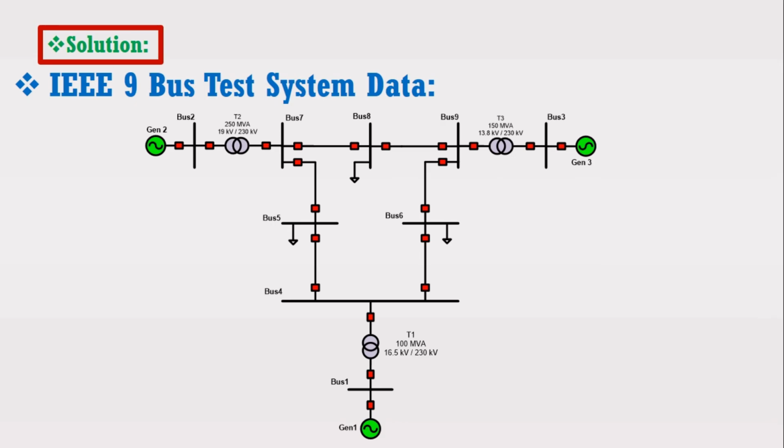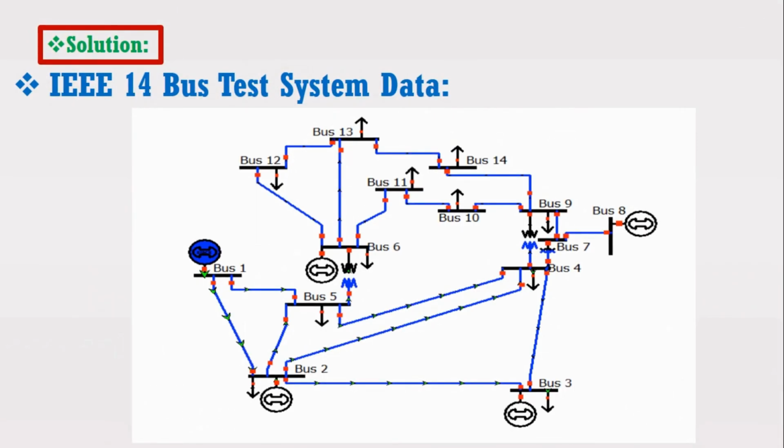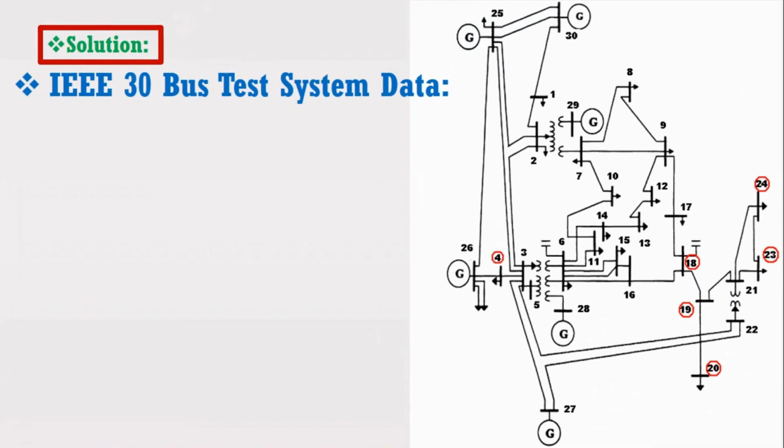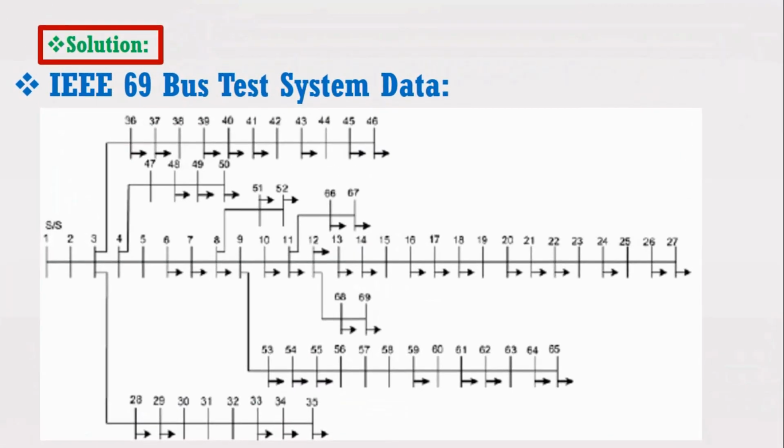Similarly, you can design IEEE 14-bus test system, IEEE 30-bus test system, IEEE 69-bus test system and so on. Performing the economic load dispatch of these IEEE systems can be used as an objective for your bachelor degree final year project as well as one of the research objectives of your master degree research.